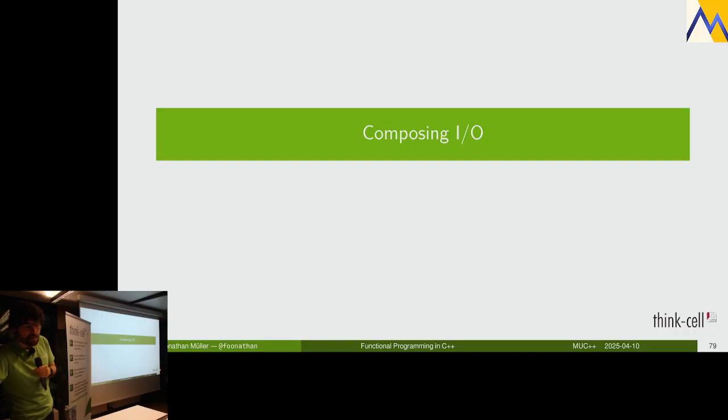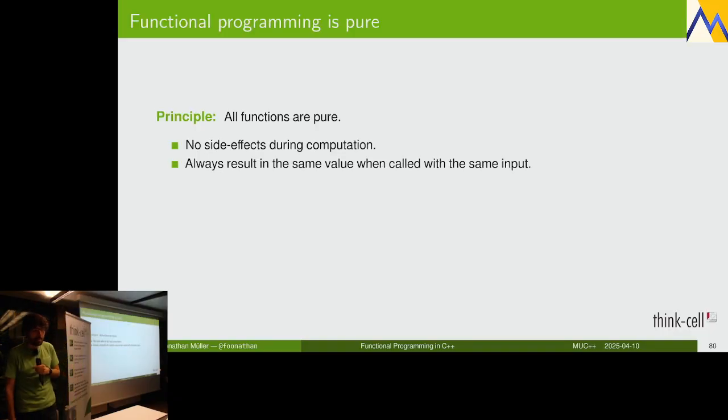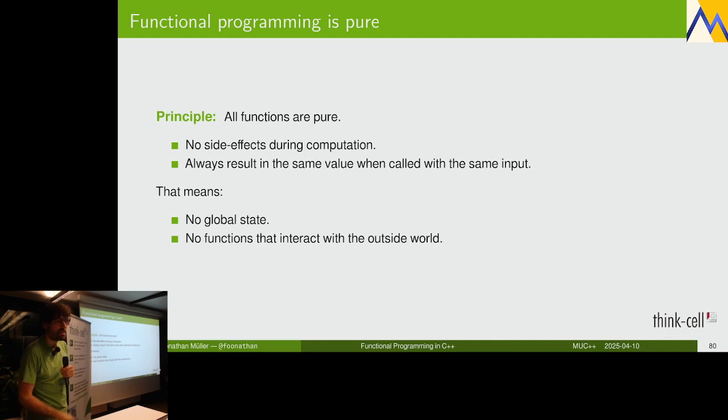Now, finally, we're almost done. This is a short one. A look at composing I/O. So, in a pure functional programming language, all functions are also pure. This means no side effects during computation, and they always give you the same value when called with the same arguments. This means no global state, and no functions that interact with the outside world.